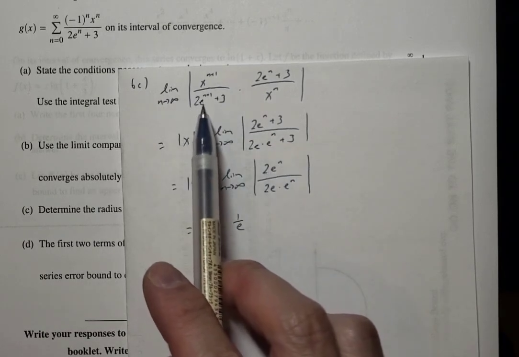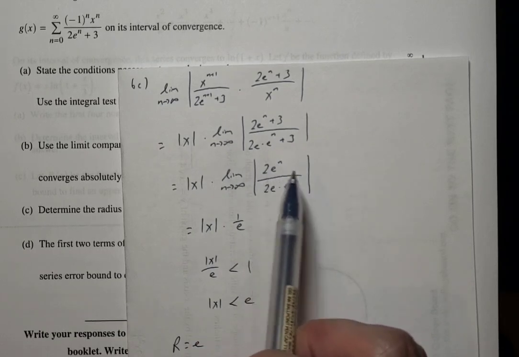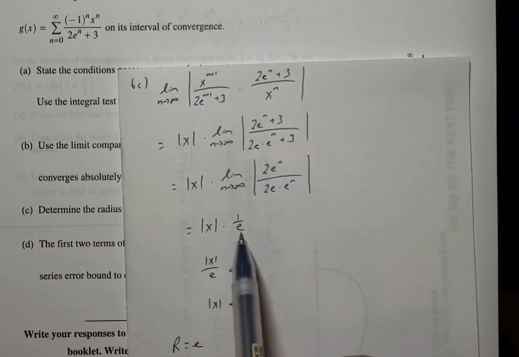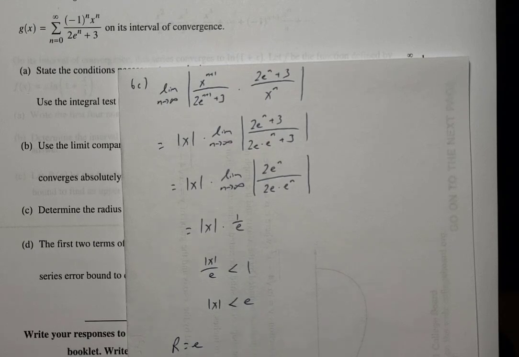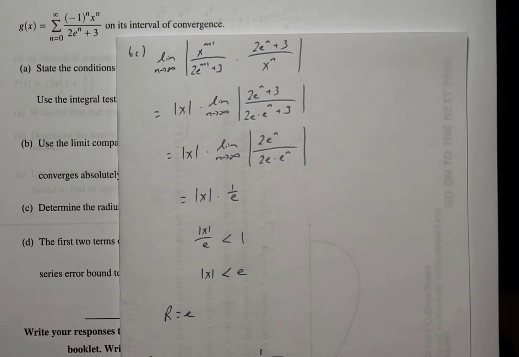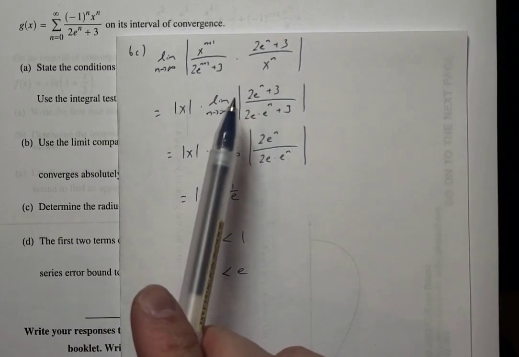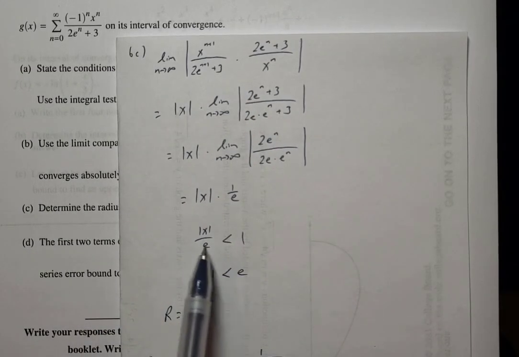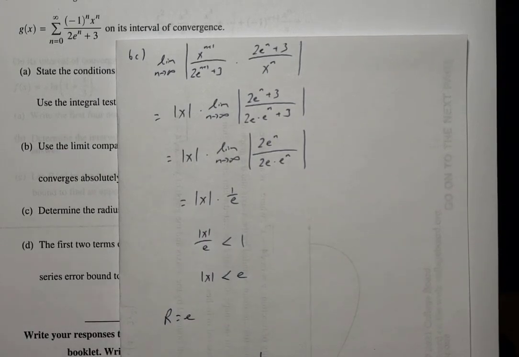Here, I can rewrite e to the n plus 1 as e times e to the n. I wrote it like that, and then I did L'Hopital's rule. Those would cancel, so we're left with 1 over e. We set this less than 1, and we get the absolute value of x less than e, so the radius is e. Okay, let's see the scoring guidelines. Sets up the ratio is 1 point. Computes the limit of the ratio is another point. And then the answer r equals e is 1 point. Okay, we got all the points.